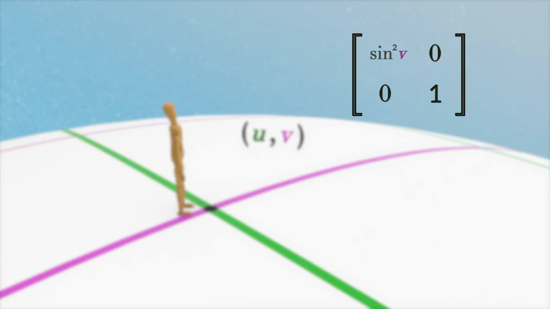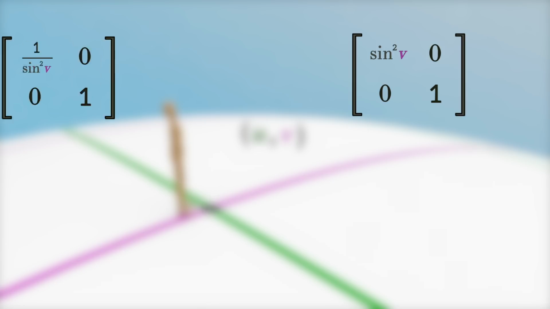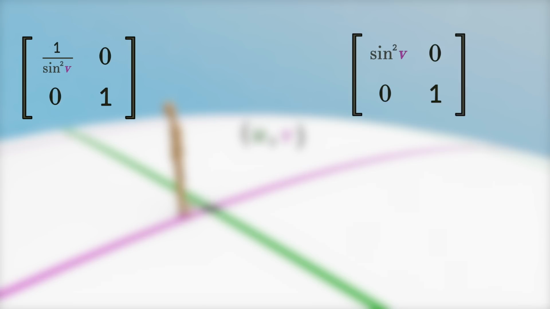Off the bat, we can note that the zeros in the off-diagonals indicate our basis vectors will be everywhere perpendicular, while G_vv equals 1 tells us our v basis vector magnitude will be everywhere constant. Additionally, let's note that since this is a nice diagonal metric, its inverse is simply the reciprocal values, that is, G^uu equals 1 over sine squared v, and G^vv equals 1.